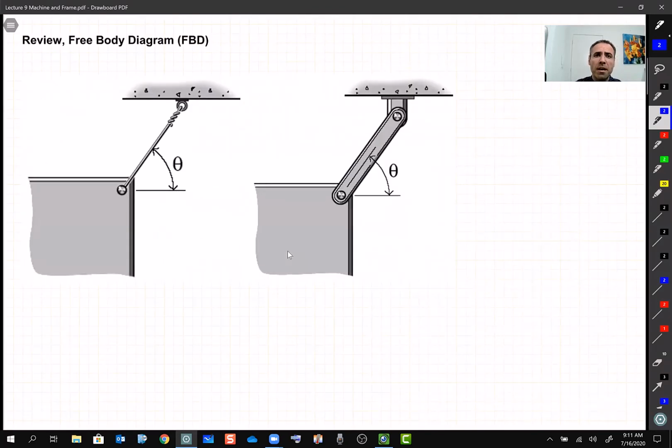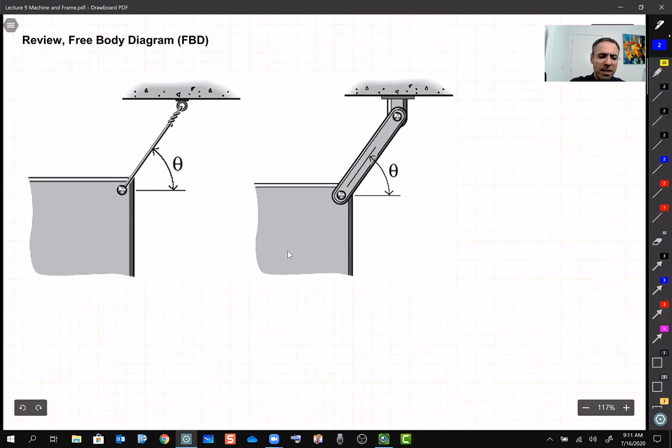So free body diagrams, essentially, we said you free the part from its connection, right? And for each support or connection, you put a reaction load, right? So we start with a very simple case of a cable. In the case of a cable, you saw the reaction is just one tension in the cable, right? Which we can call T or F or whatever, it doesn't matter.